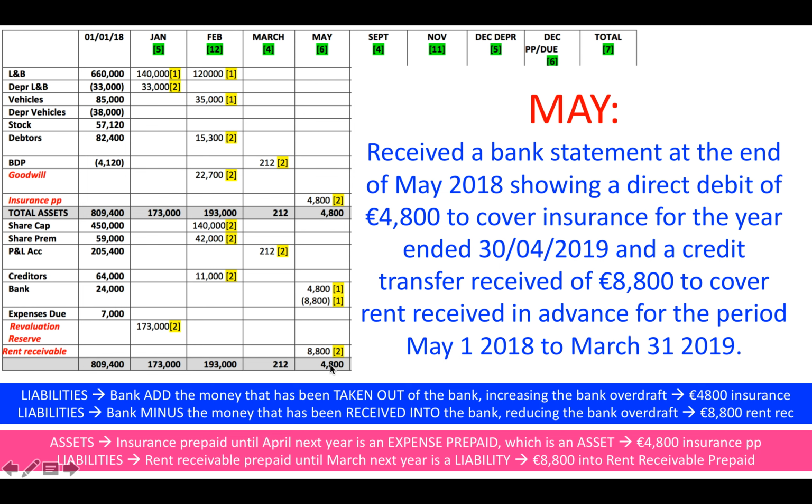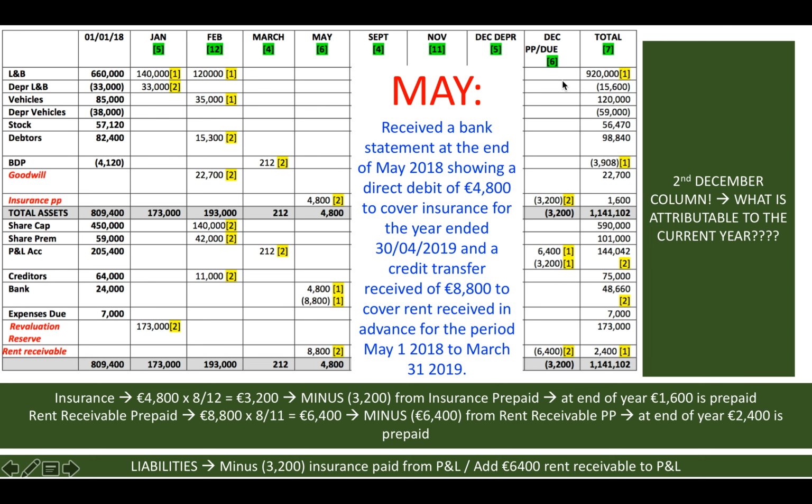Now, while we are doing the bank statement adjustment, what we're going to do is go to the second December column. So we'll always do 2 December columns, one for the depreciation and then one that relates to the bank statement adjustment. Now you can do them in the same column, it's absolutely no problem, but you need to remember that you have to do 2 things in December, the depreciation and then finish the bank statement adjustment. So what we're going to do in this December column is say, well, how much of this relates to the current year, which is 2018.